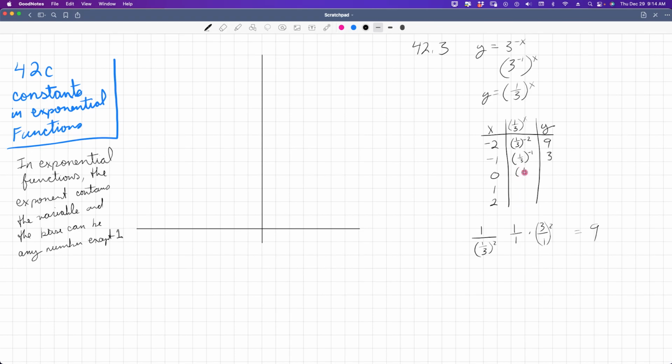Now, 1 over 3 to the 0, that's always 1. Now, 1 over 3 to the first power is just going to be 1 over 3. And 1 over 3 to the second power is going to be 1 over 9. And we would just graph that.